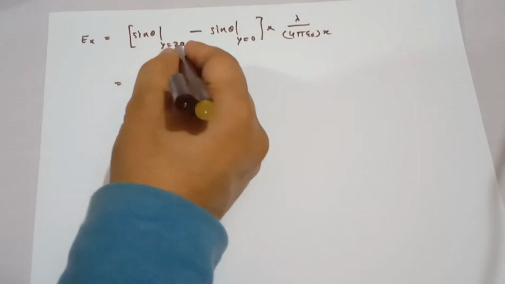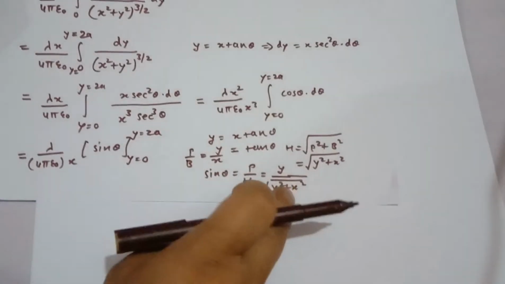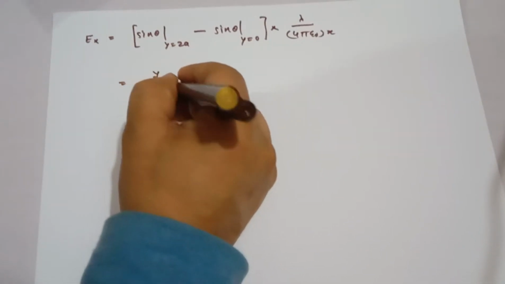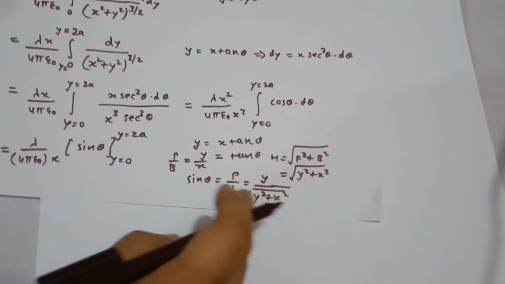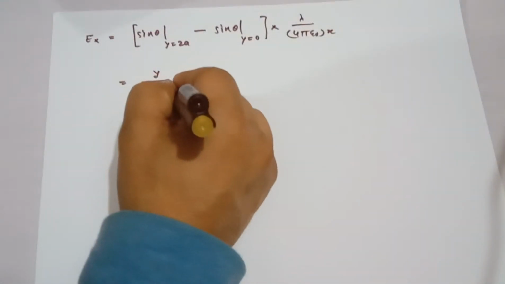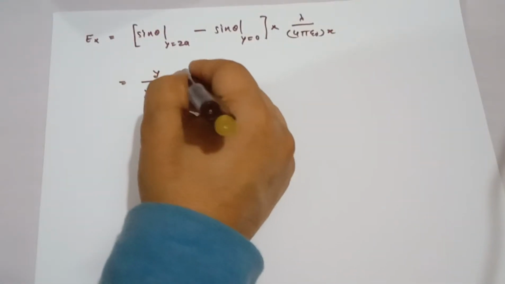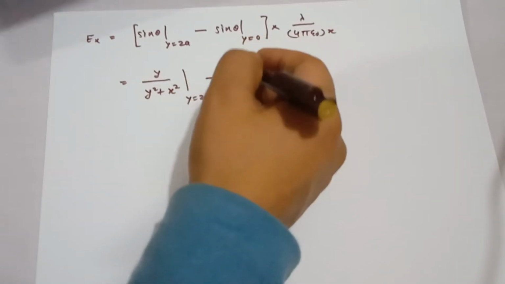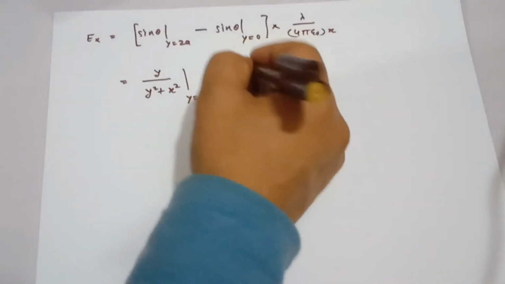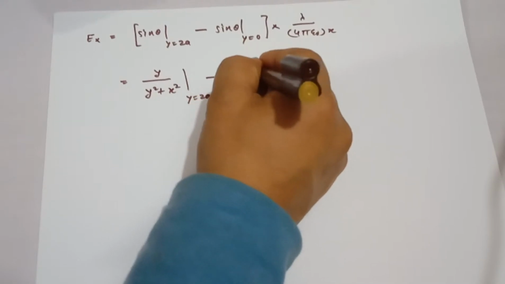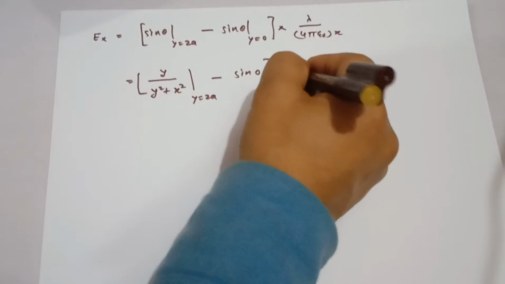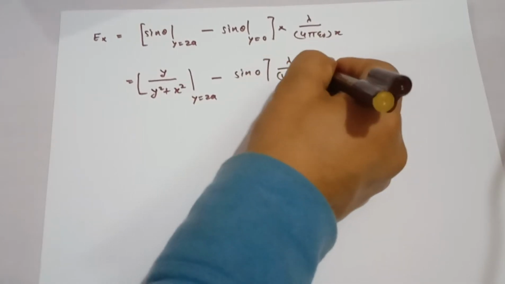So sine theta when y is equal to 2a, we already calculated. That is y divided by the square root of y square plus x square. And when y is equal to 0, sine theta is 0. So sine 0 is 0. And that is lambda divided by 4 pi epsilon naught into x.